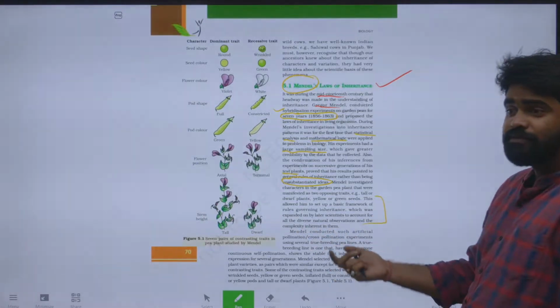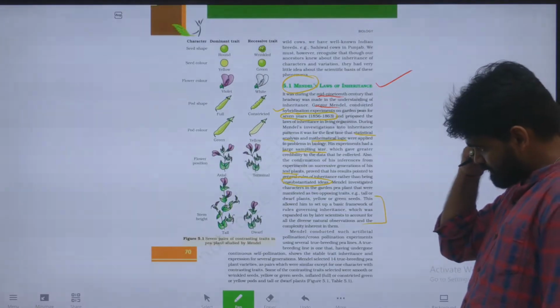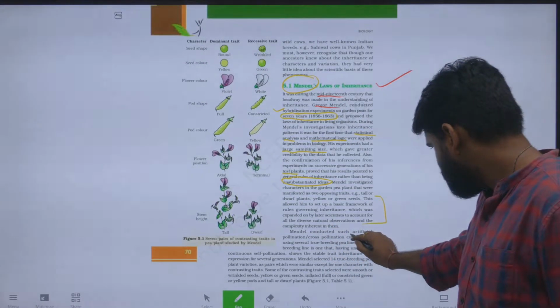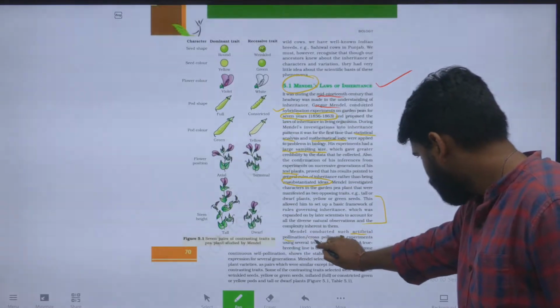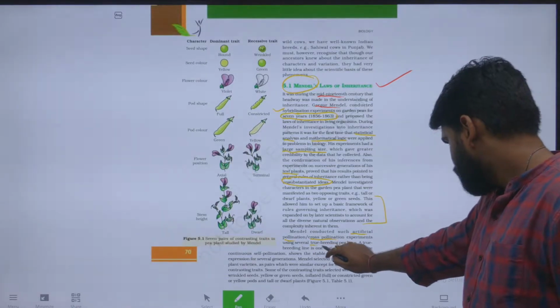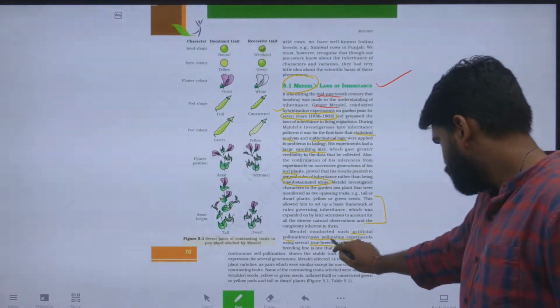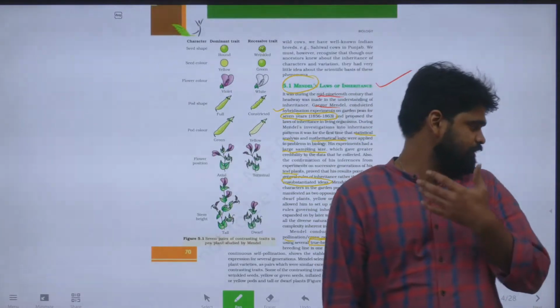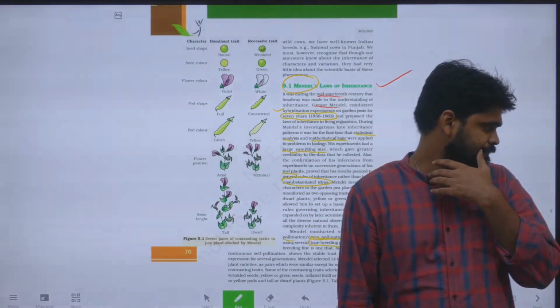Mendel conducted such artificial pollination, cross-pollination experiments using several true breeding plant lines. He always used true breeding. True breeding means what? People are getting homozygous genes.